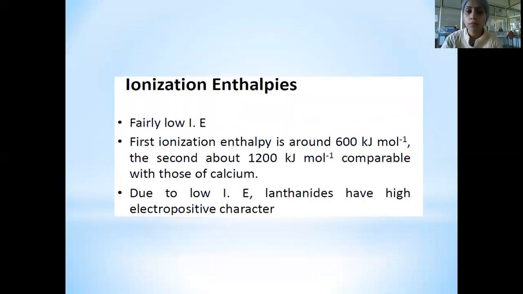Now coming to the next important property, that is ionization enthalpy. It is found that they have fairly low ionization energy, and the first ionization enthalpy is around 600 kilojoule per mole, the second being almost double, that is 1200, which is almost comparable to that of calcium. Now, because of this low ionization energy, the lanthanides have high electropositive character.